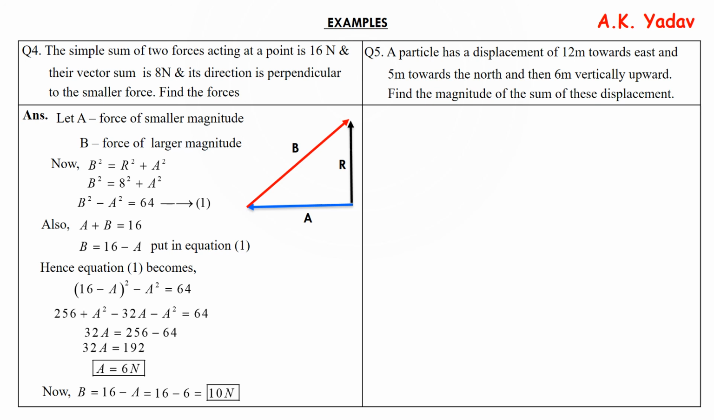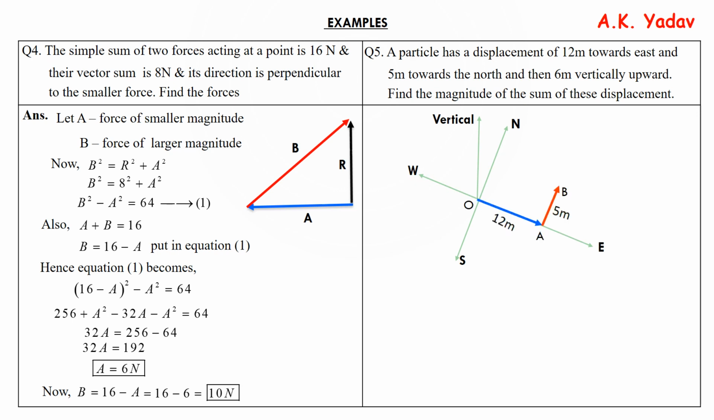A particle has a displacement of 12 meters towards east and 5 meters towards the north and then 6 meters vertically upward. Find the magnitude of the sum of these displacements. Okay, so this is vertical. Now, if this is taken as vertical, then we need to take the north-south at a different part. That's why we have taken it slightly different.